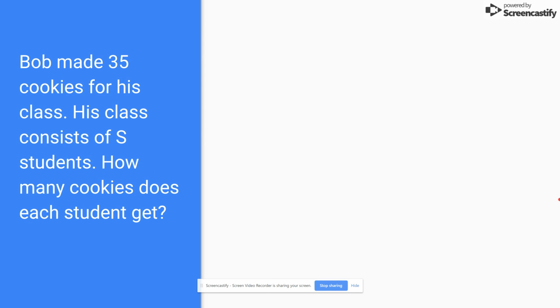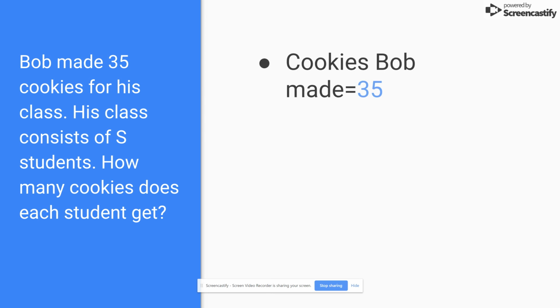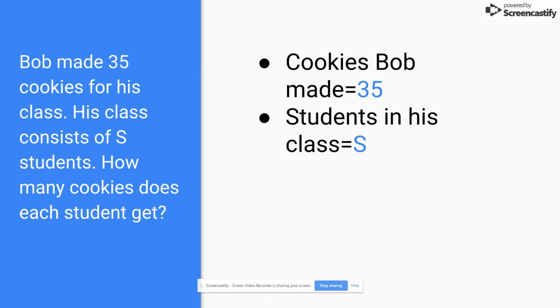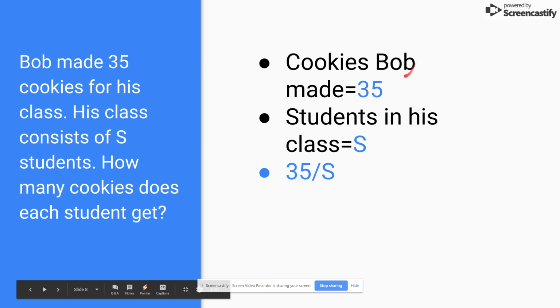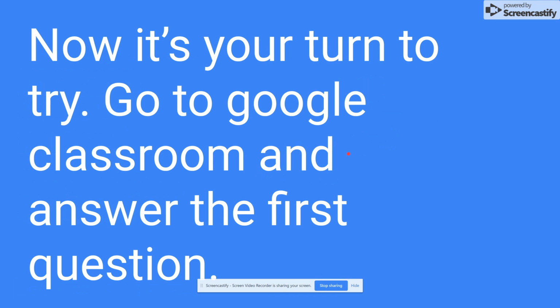Next question. Bob made 35 cookies for his class. His class consists of S amount of students. How many cookies does each student get? So what do we know? We know that Bob made 35 cookies. We also know that his class consists of a certain amount of students. Let's represent this as S. What we're trying to find is how many cookies does each student get. So we're going to simply just say the amount of cookies Bob made divided by all the students, which is S.